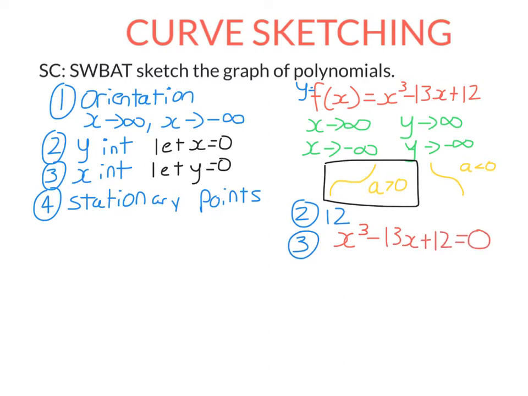So remember, what I need to do is come up with one such solution and then use polynomial long division. So in this one, it's easy to come up with the first solution. It's easy to see that f(1) is equal to 0, because 1 plus 12 minus 13 equals 0. So this means that x minus 1 is a factor, so I'm going to use polynomial long division here.